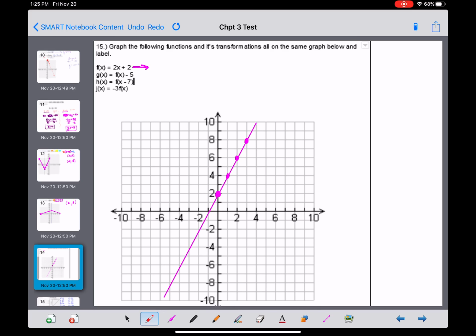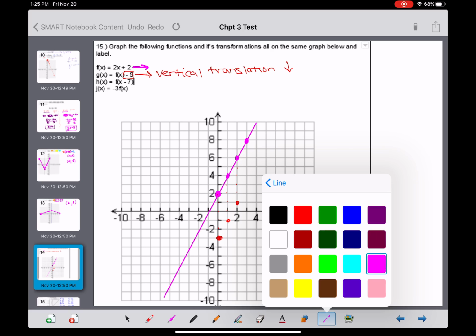So my next graph, I'm going to take my pink line and I'm going to subtract 5. Well, it's outside of the parentheses, which means this is a vertical translation because it is affecting the y-intercept. So I'm going to move down 5 units. So I take each individual coordinate and I shift it down 1, 2, 3, 4, 5 units. And that gives me g of x.